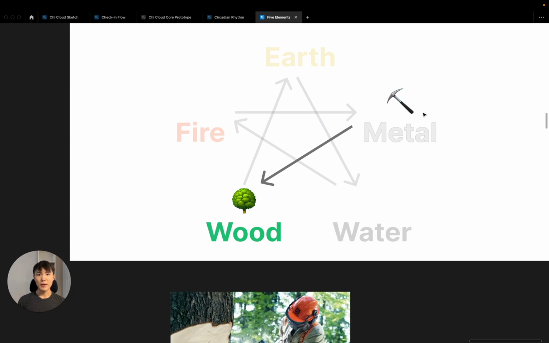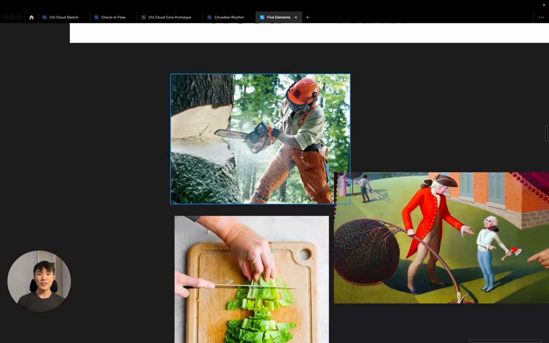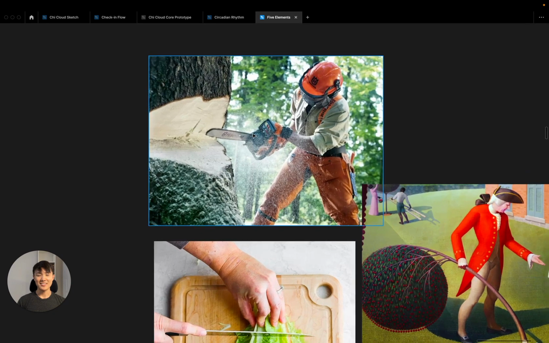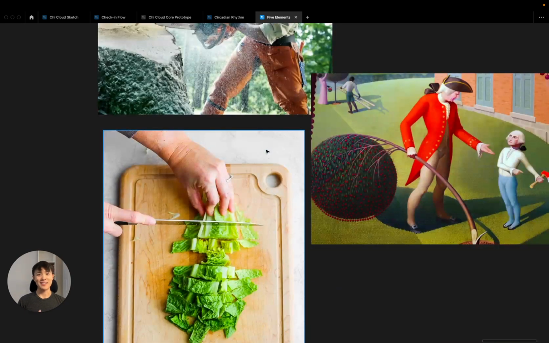Last, we have metal going back to wood, metal controlling wood. You have different ways of thinking about this. You could think about how metal things like axes, or what's it called? A chainsaw. It cuts down trees, and so metal controls wood in that regard. For a less gruesome example, you can think of chopping lettuce. So a knife chops the greens that go in your salad, and so metal controls wood.